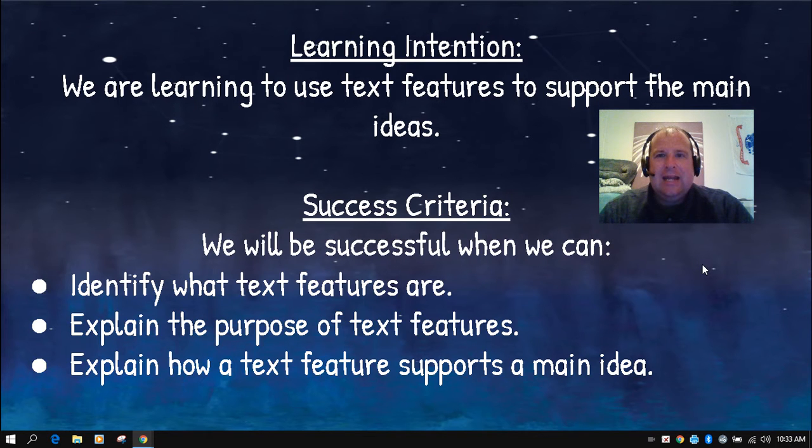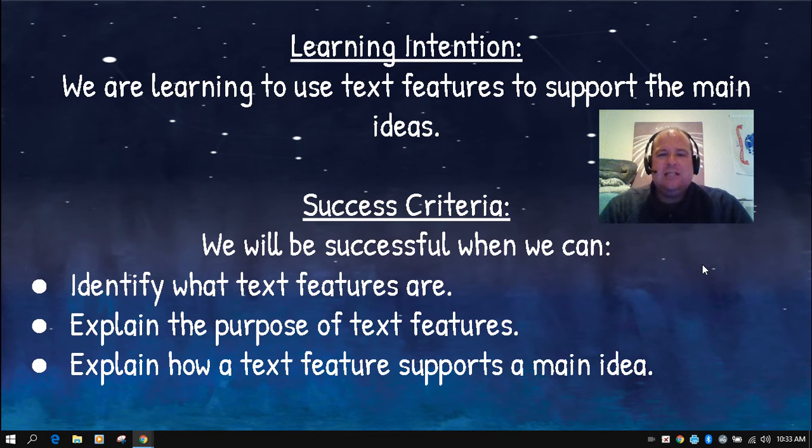That's right, main ideas. We know that the main idea is what the article or story is about. Now we're going to add in text features. We've talked about that briefly with Treasure in the Trees and the moon story a little bit, but now we're going to focus on those text features to help support the main idea in a nonfiction text.